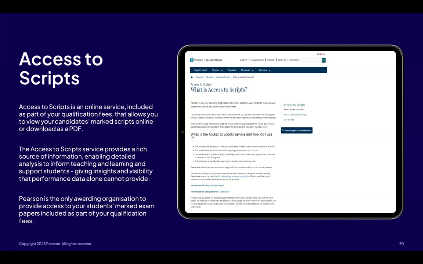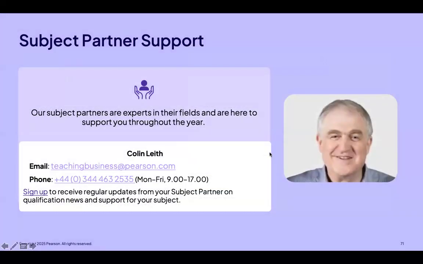And that point at the bottom: Pearson is the only awarding organisation to provide access to your students' marked exam papers included as part of your qualification fee. You don't have to pay for them. You can have your students' marked scripts back and have a look at them, and you can use those in your planning for future years. It's a great resource.